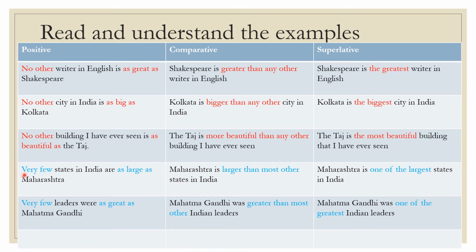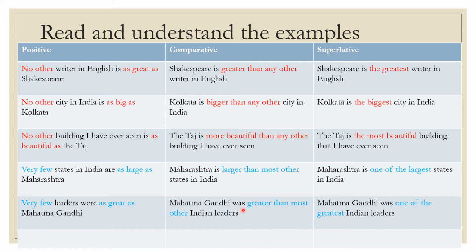And in the positive, you will begin with very few. You see, I have highlighted in blue very few, as large as. So the sentence in the positive: very few states in India are as large as Maharashtra. Another example: Mahatma Gandhi was one of the greatest Indian leaders. So again, one of the greatest.